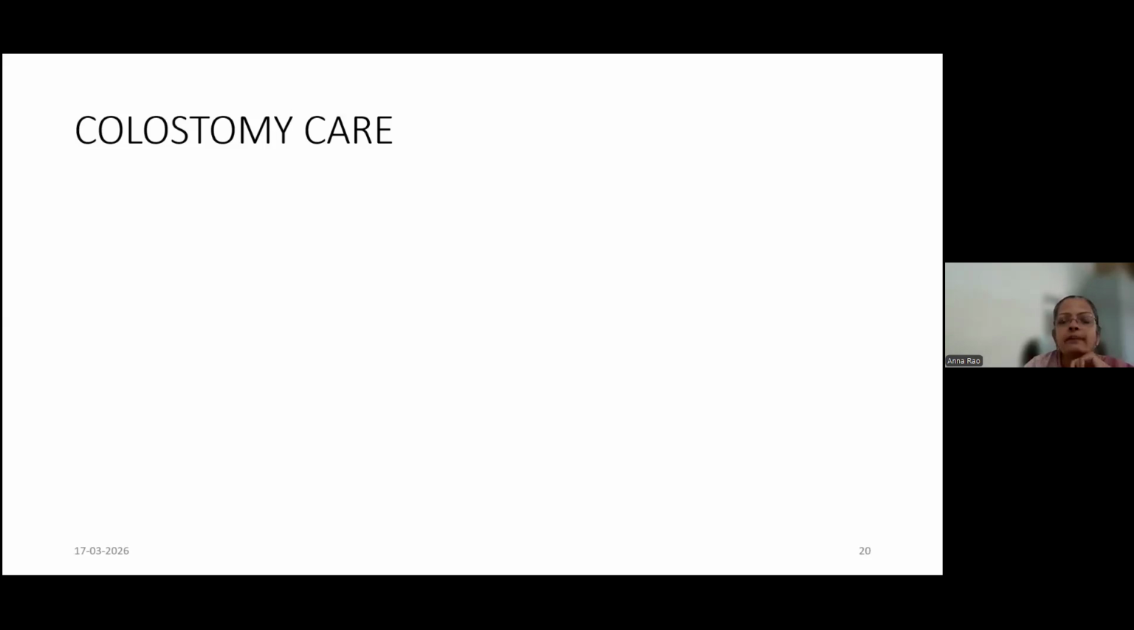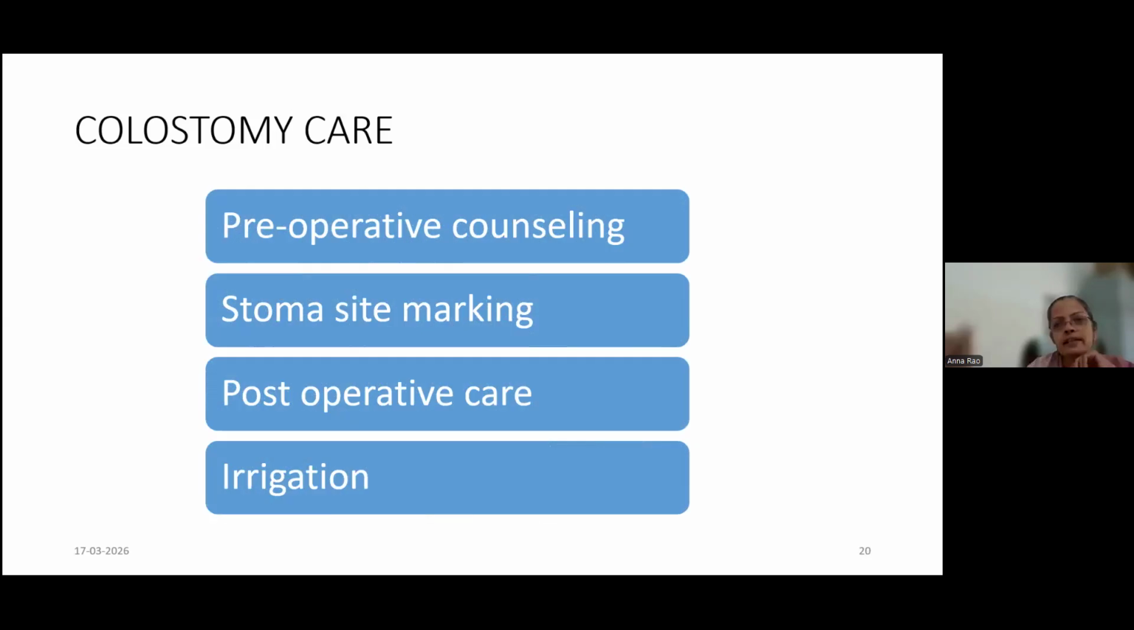So as we had the stages of stoma in the first few slides we had seen, right? So we have to prepare the patient, right? When it is decided that okay, now a colostomy needs to be done, the patient will have pre-operative counseling. So here also nurses play a major role in teaching what he will expect after the procedure. Okay, so that is there.